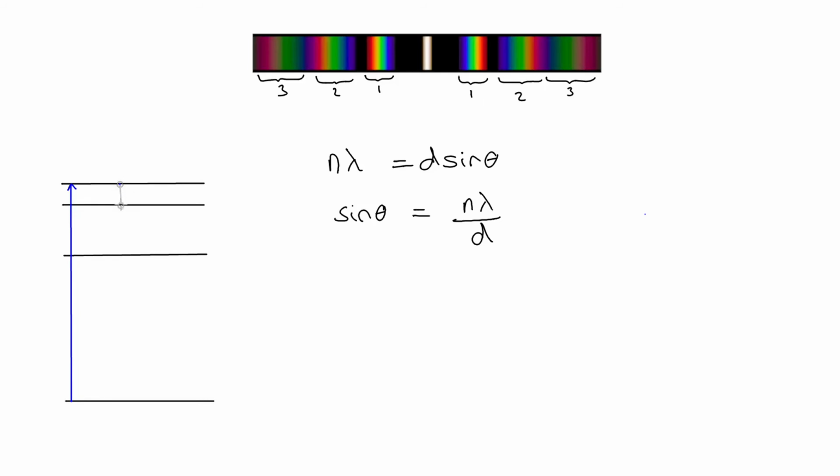It could, for example, drop down a level at a time. Other transitions are possible. It could drop down to that level and then drop down to the bottom. It could just drop straight down in one go. So there are various transitions that are possible.